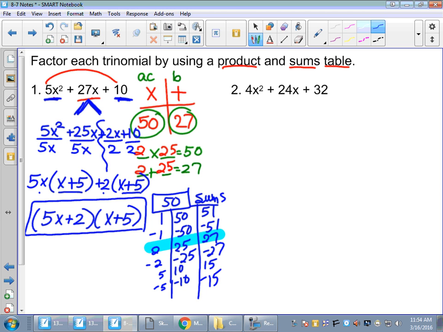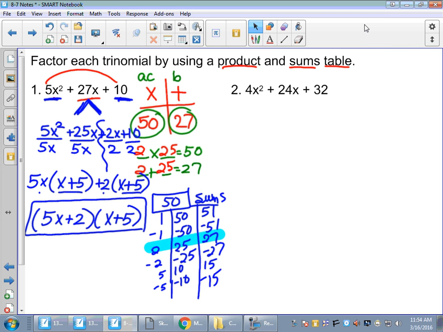Okay, our answers are going to be a binomial times a binomial again. Your work is completely different now. You do show some work. But what's nice is you're not struggling there forever trying to find the right combination of numbers. Okay, let's go ahead and try number 2.